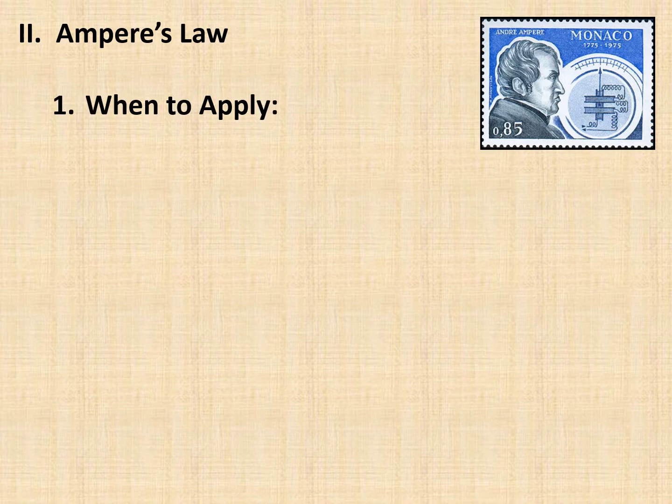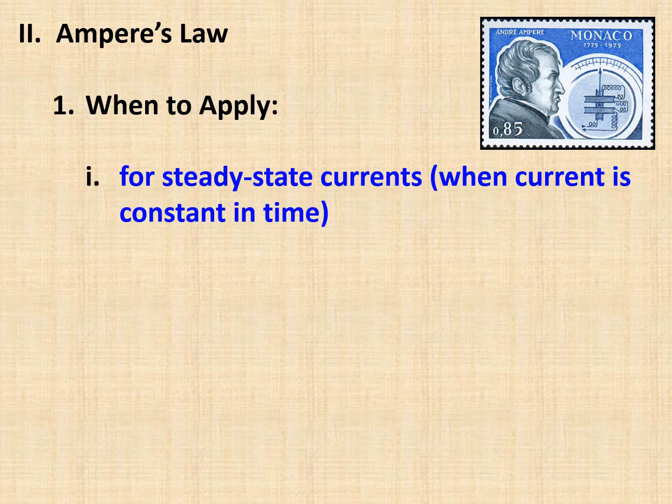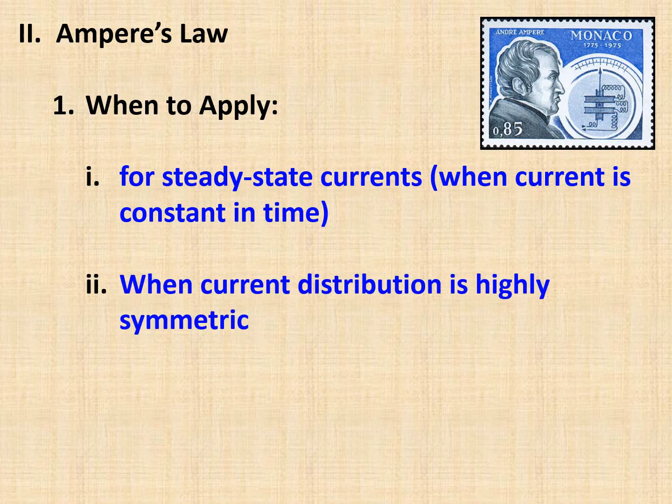So, when can we apply Ampere's law in calculating magnetic fields surrounding current distributions? Two criteria must be met. First of all, Ampere's law only applies to the case of steady-state currents, that is, when current distributions are constant in time. Secondly, the current distribution must be a highly symmetric one in order for the application of Ampere's law to be helpful in evaluating magnetic fields, as the following examples will illustrate.